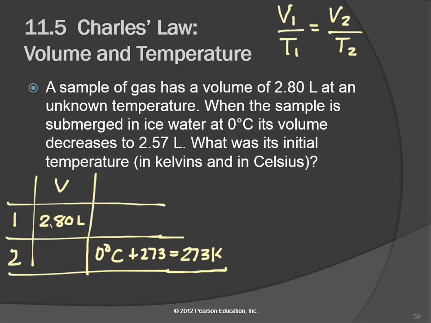And I'll just make my table a little bigger. It's fine. This is temperature. So at 0 Celsius, volume decreases to 2.57 liters. 2.57 liters goes in here. What's the initial temperature? Well, we have a blank in our table. The way these should work out is you make a table like this and you should have one empty square or a rectangle, as the case may be. So I'm going to call that T1.